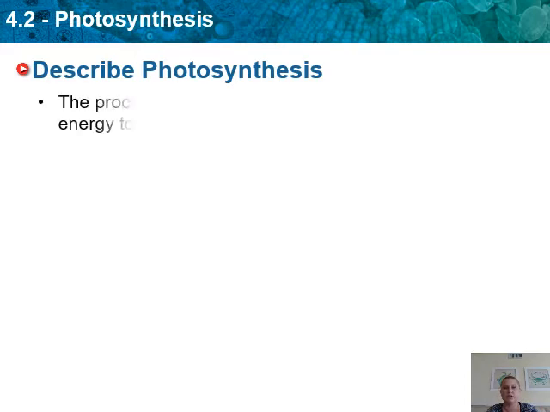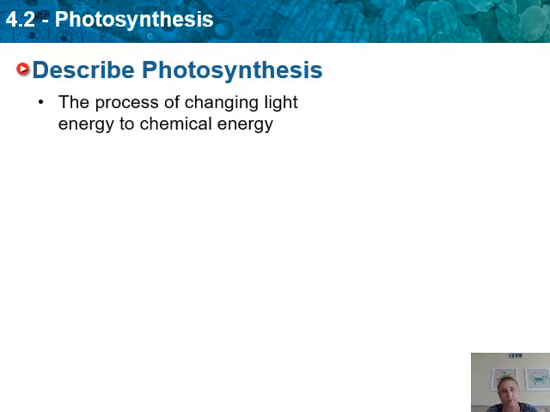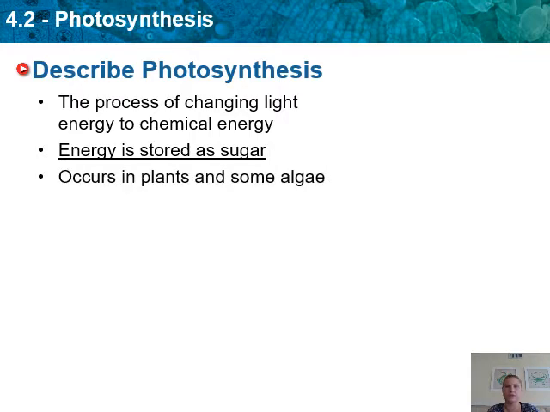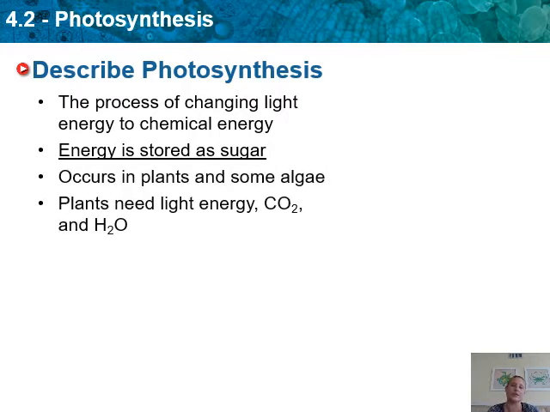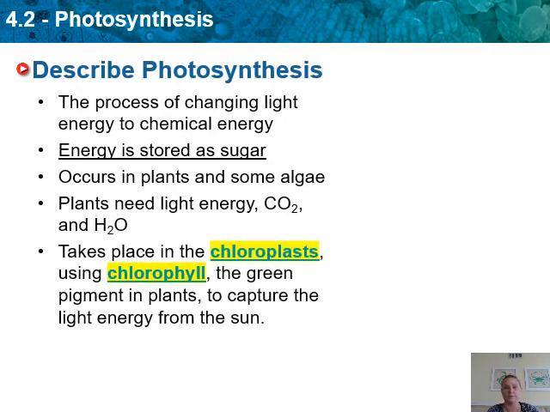I want you to describe photosynthesis. So we're talking about the description of photosynthesis. This is the process of changing light energy into chemical energy. And that energy is stored as sugar in the form of glucose. It occurs in some plants, all plants, and some algae. And plants need light energy, carbon dioxide, and water. It takes place in these things called chloroplasts.